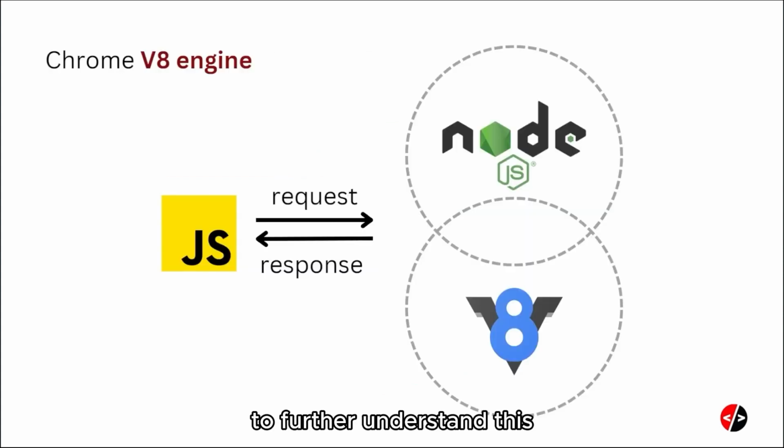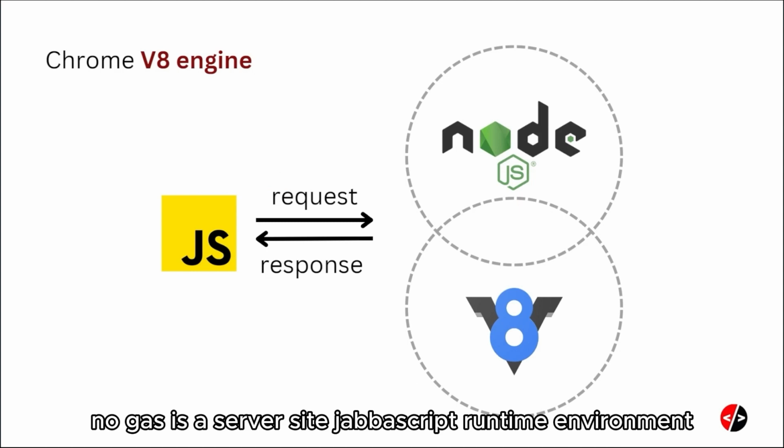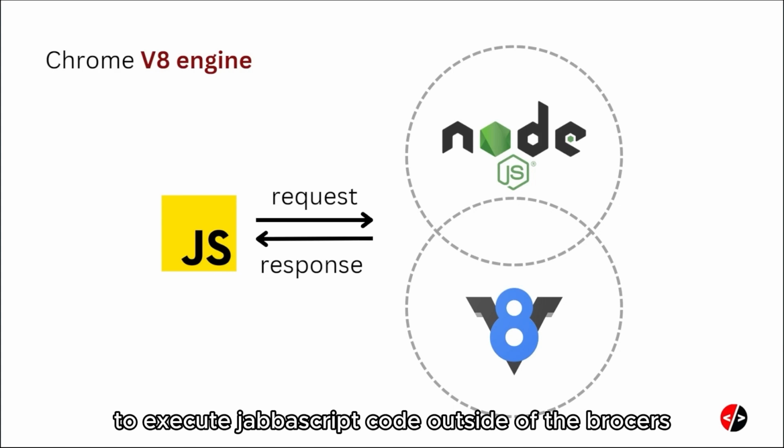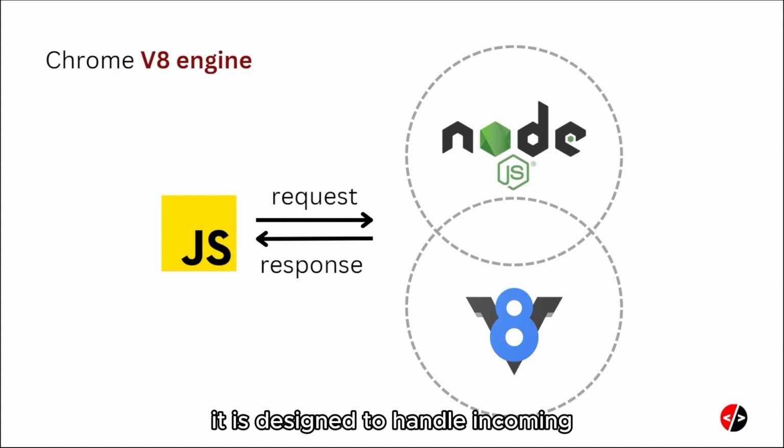To further understand this, let's talk about the Chrome V8 engine. Node.js is a server-side JavaScript runtime environment that uses the Chrome V8 engine to execute JavaScript code outside of the browsers. It is designed to handle incoming requests from the users, process those requests, and generate responses to be sent back to the respective users.